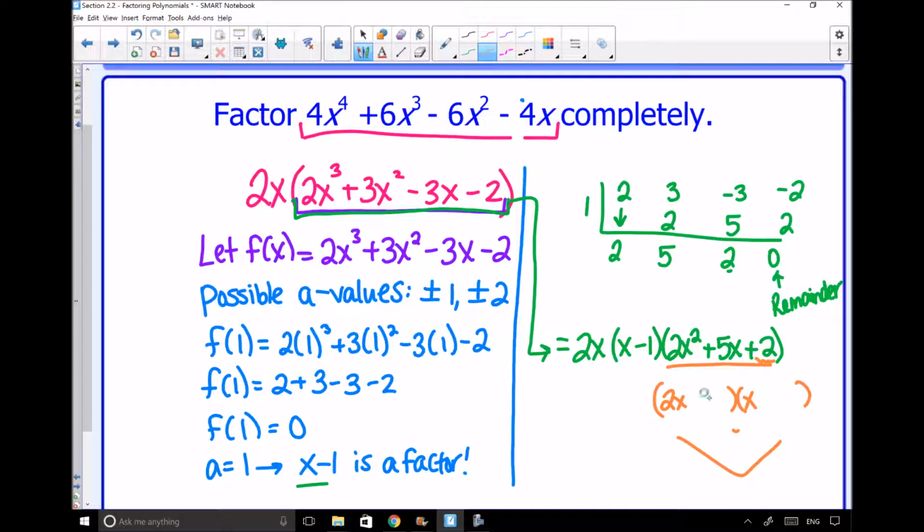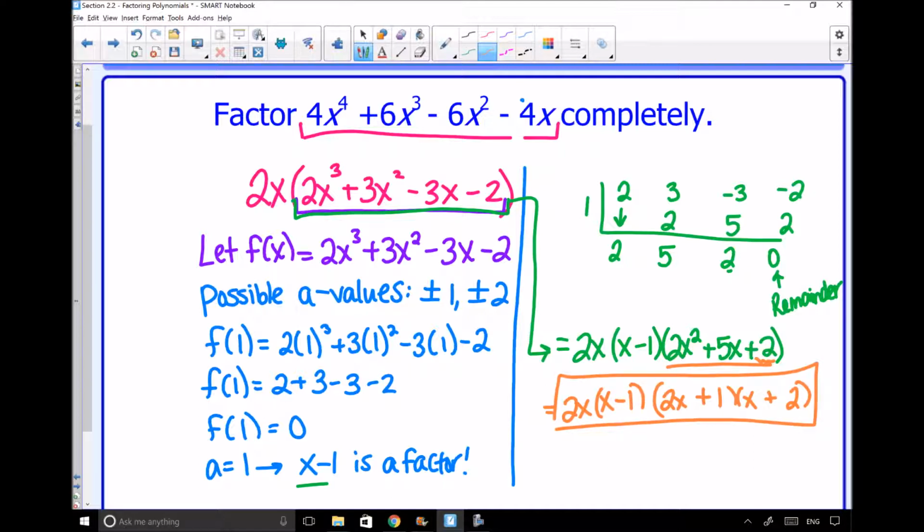So let's go ahead and switch them and see what we end up getting. Instead of putting the 2 here, I'll put the 1 here, and I'll put the 2 here. This gives me 1x. This gives me 4x. Put those two together, you get exactly what you want, the 5x. And we want them both to be positive. So it's going to be 2x plus 1 times x plus 2. And then I just copy down the 2x factor and the x minus 1. And this problem is now factored completely.